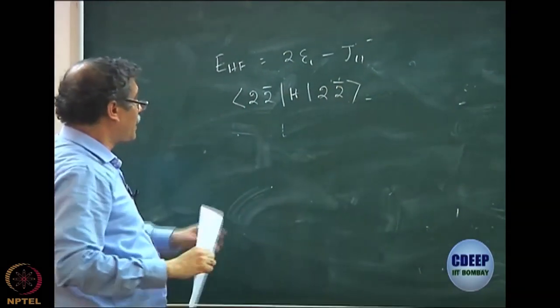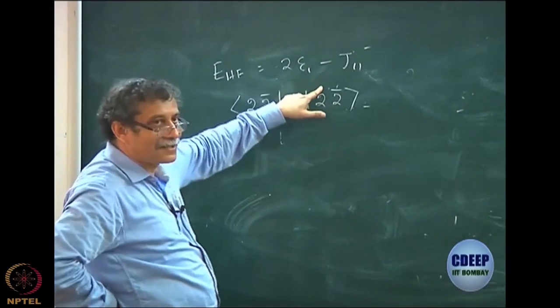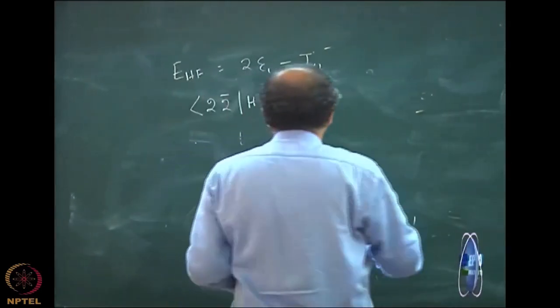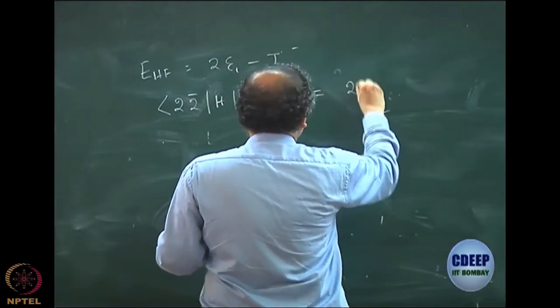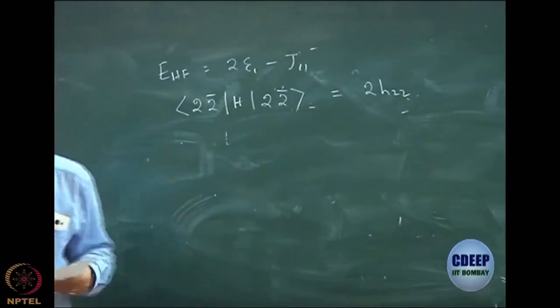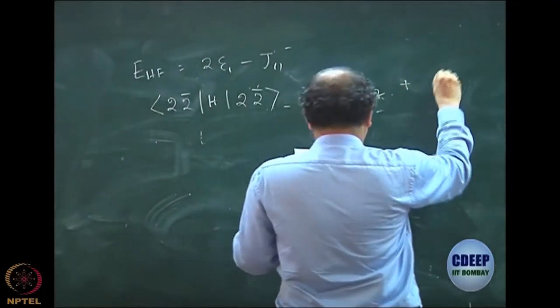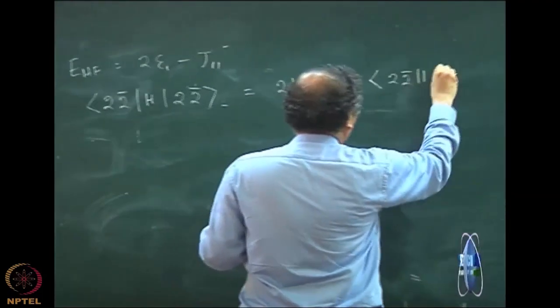Because you remember, my expression was 2 2 bar H minus E Hartree-Fock 2 2 bar. I am going to subtract this after I calculate this, right. So, again, if you put this expansion by Slater rules, you will get this as 2 times H22, because the H term is very simple, and then you have the anti-symmetrized 2, 2 bar, 2, 2 bar.